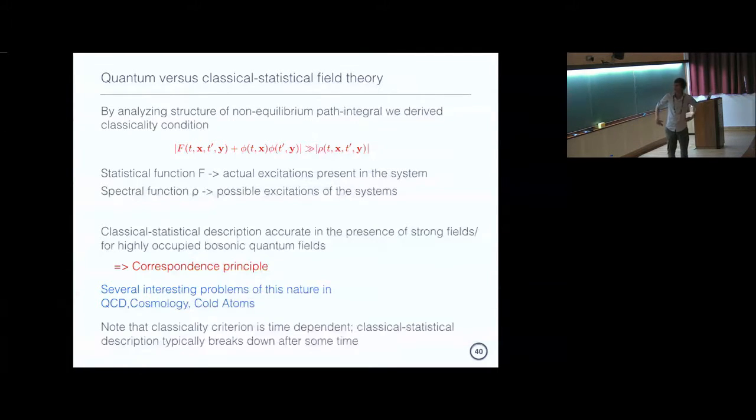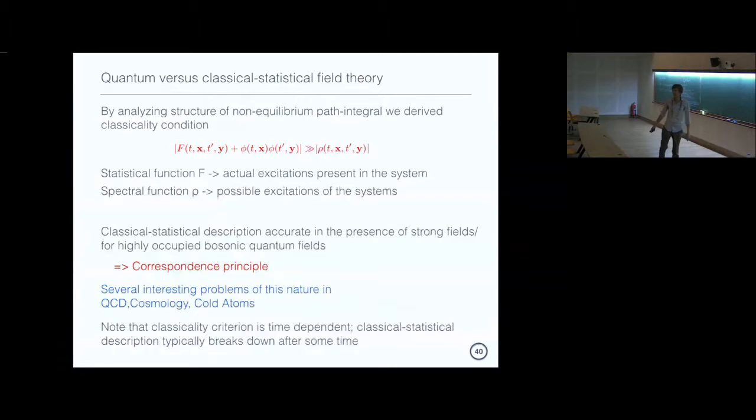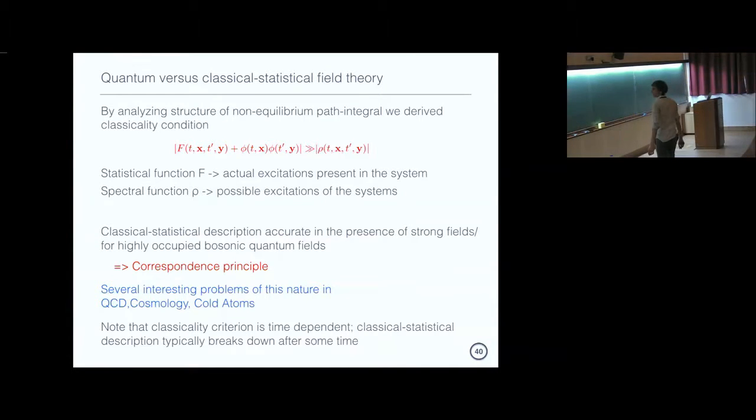And so the essence of that condition is that we can use this semi-classical approximation to describe real-time dynamics of quantum fields whenever the occupancy of bosonic quantum fields is very high, and very high means much larger than unity. This is in principle, as we discussed, just a simple manifestation of the correspondence principle, namely that highly occupied quantum states exhibit classical features. And so, as we'll learn today, there are actually several interesting states of this nature in QCD, cosmology, and so forth.